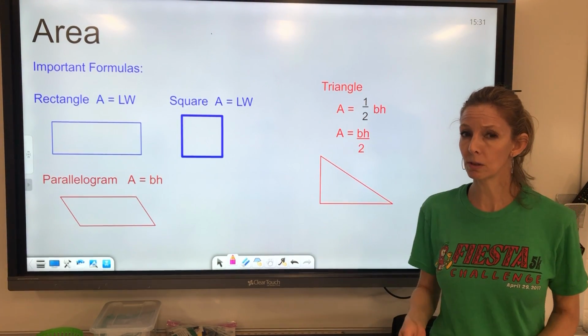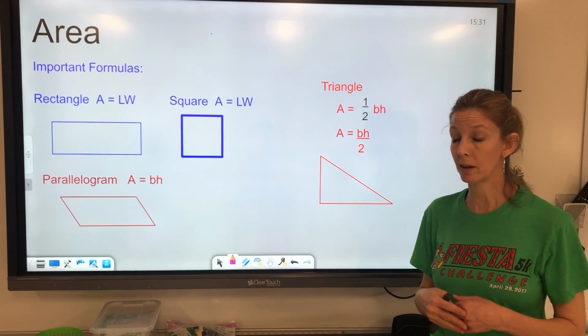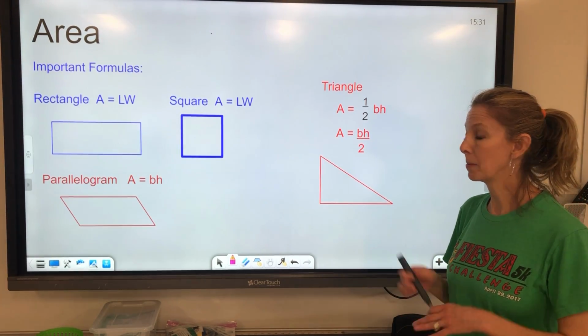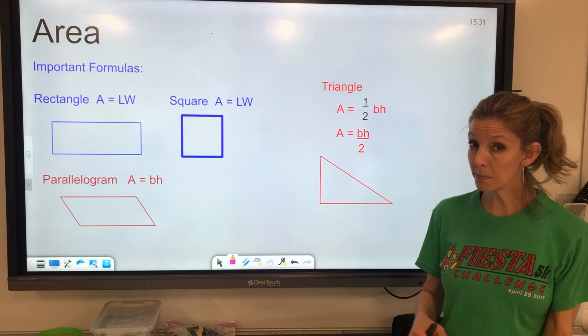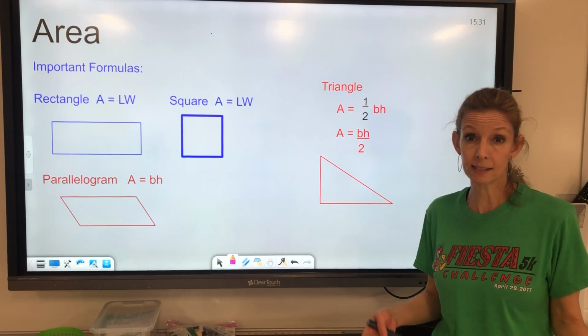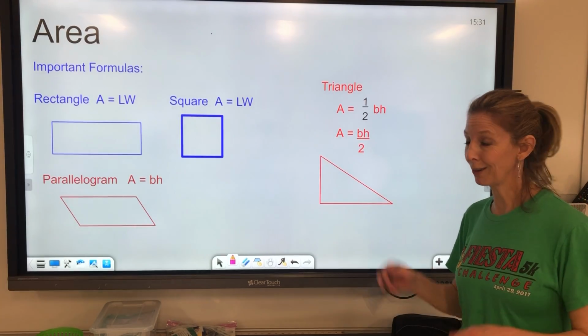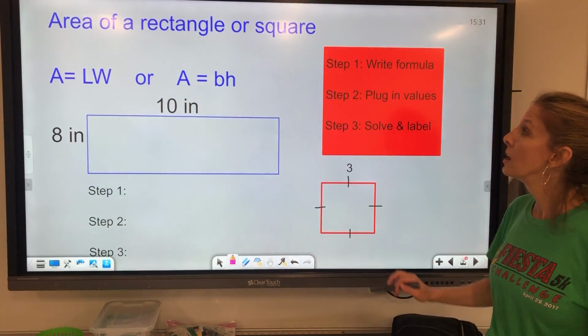Now some of this I know is a review from elementary school, but some of this would also be new. All of the formulas you see up here I will give you throughout this unit. You don't need to memorize them, but they will be on your tests. I will give them to you. All right, so we're going to start with a review here of rectangles and squares.